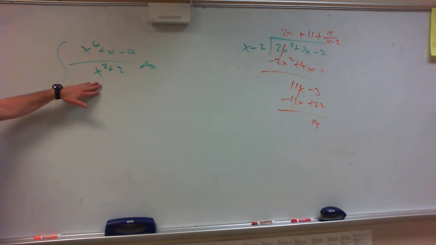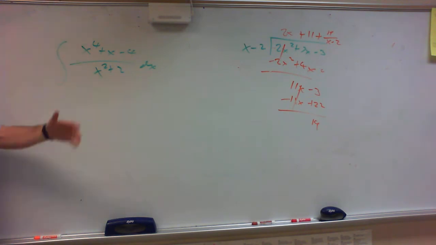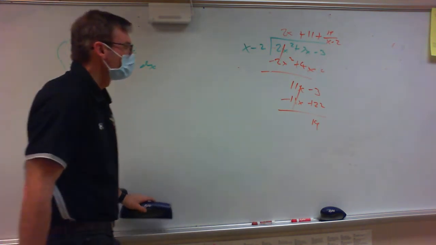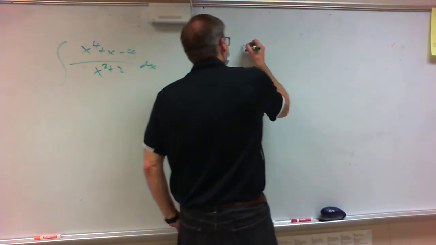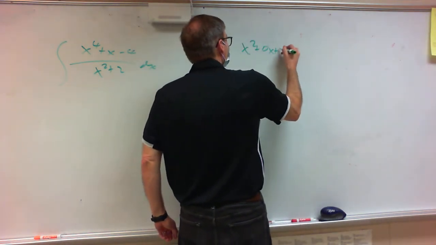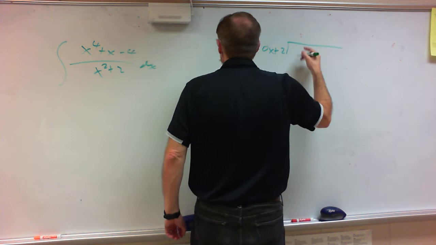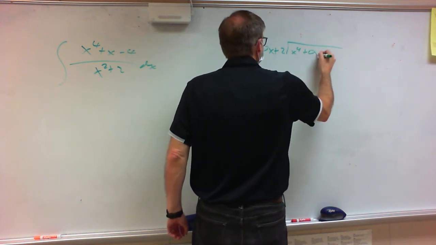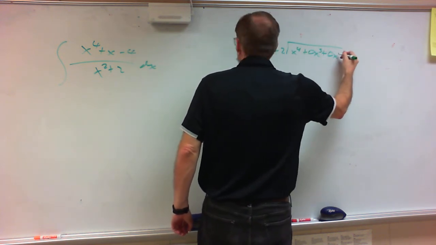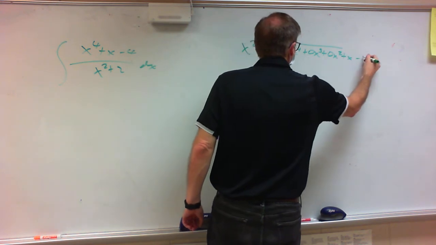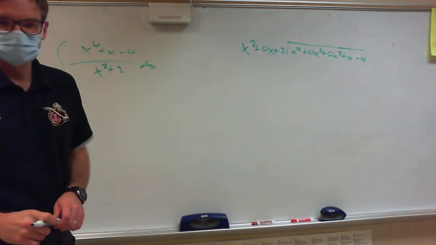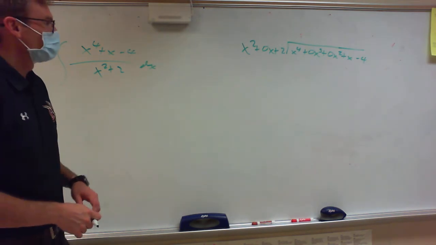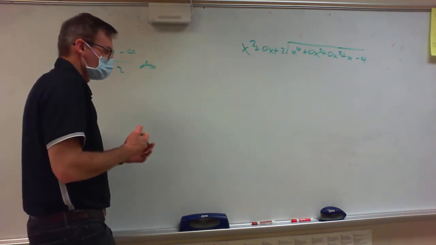So can everybody agree that the top is bigger than the bottom? Yeah. And so anytime the top's bigger than the bottom, we have to change the way it looks. So I have x squared plus 0x plus 2, divide that into x to the fourth plus 0x cubed plus 0x squared plus x minus 4. That stay on the screen, yes, right? You gotta have all those placeholders in there, which is a bit of a pain.